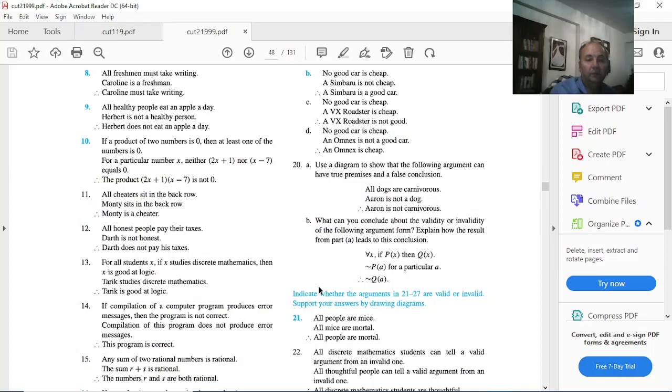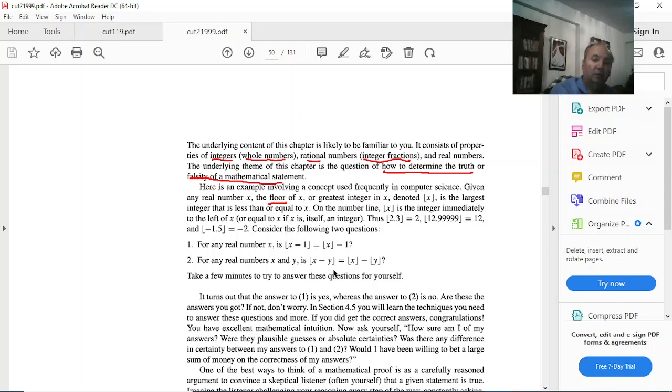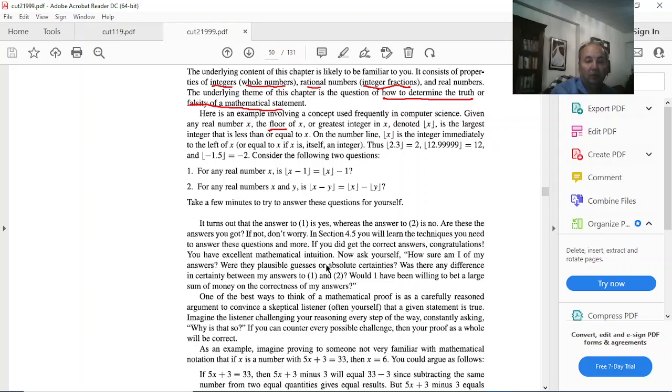Well, this is elementary number theory. You have to be able to talk about whole numbers, like integers, rational numbers, integer fractions, or the truth and falsehood of any mathematical statement. This is the floor value, etc. This is a worked-out example for an exercise. Direct proof? It's very simple.